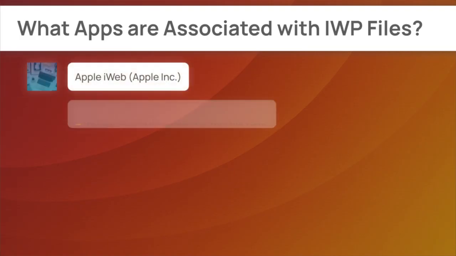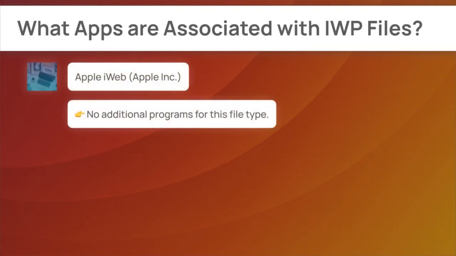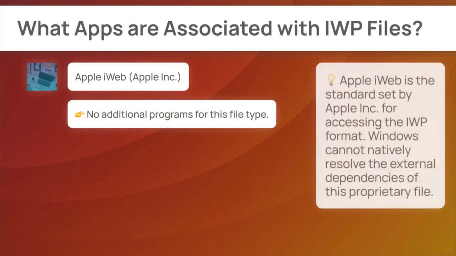The software default for the IWP file type is the solution provided by Apple Inc., Apple iWeb. Native Windows association often leads to errors due to the file's complexity and proprietary format. Windows offers basic access, but a browser interprets the content more accurately.